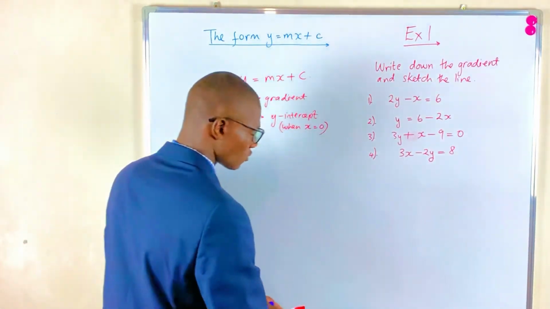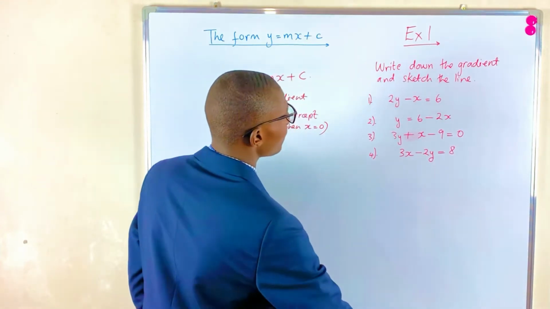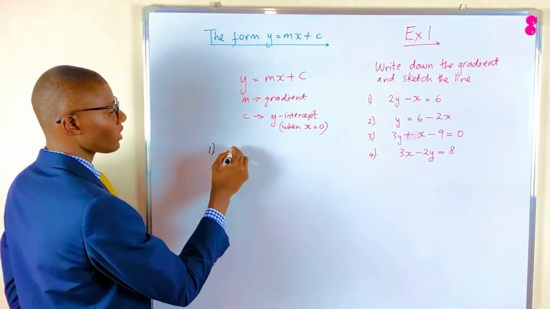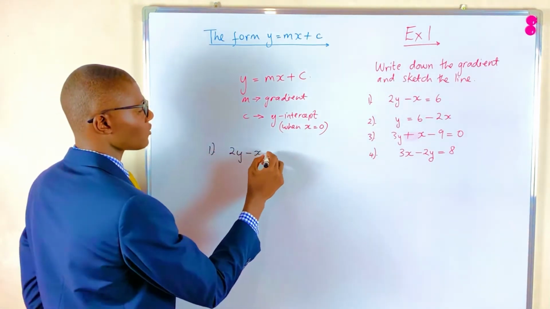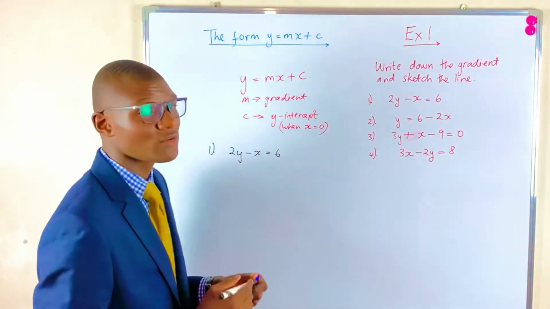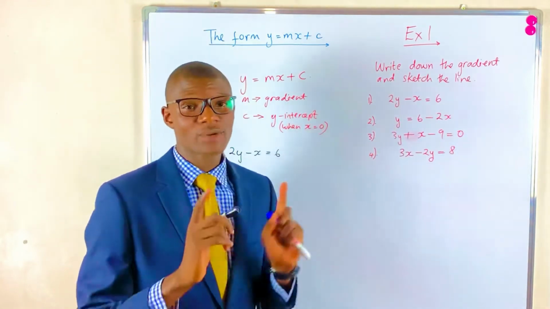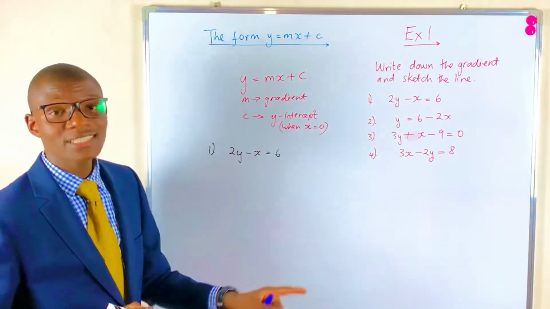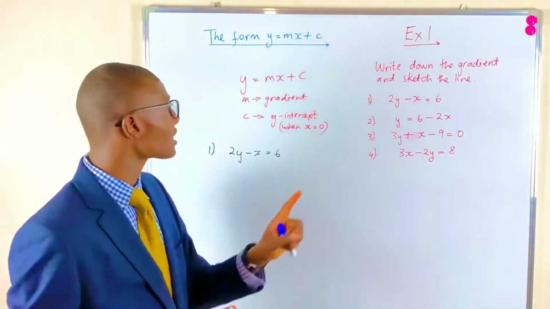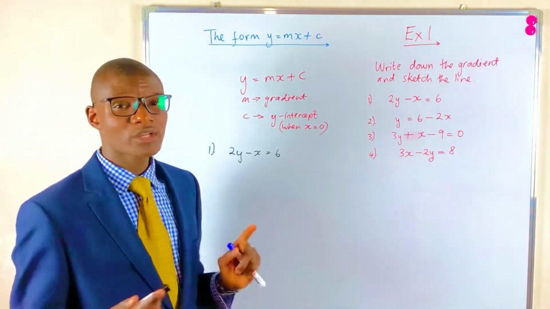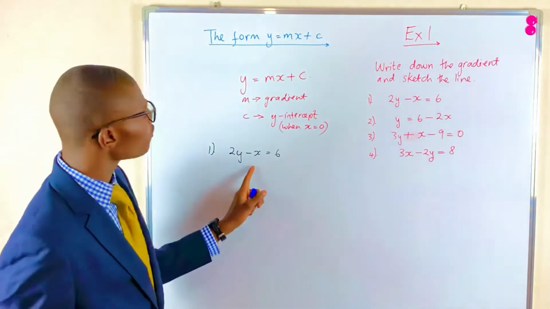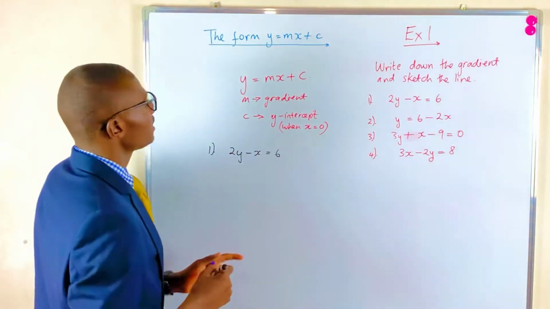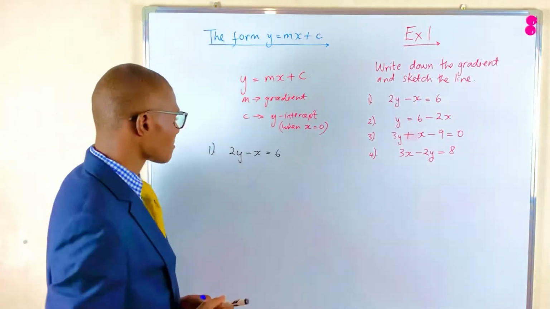Okay, so to start off, we've got number 1. Number 1 says 2y minus x is equal to 6. Like the question says, we need to write down the gradient first. m gives us the gradient, provided that the equation is written in the form y is equal to mx plus c. So first of all, we have to rewrite this equation in the form y is equal to mx plus c.